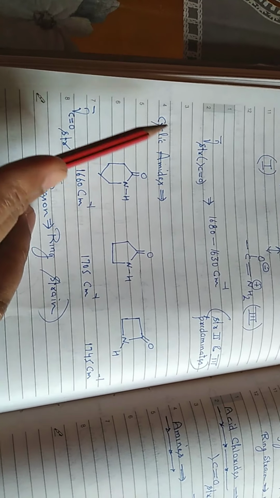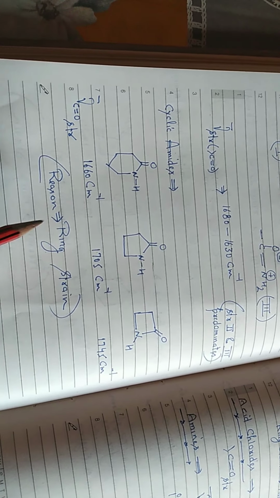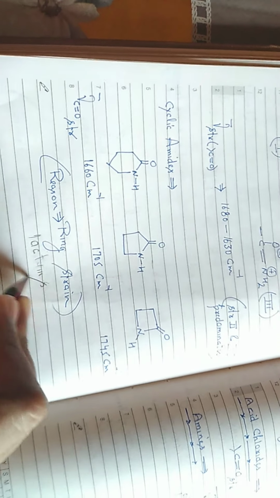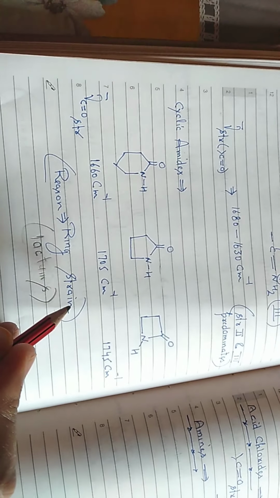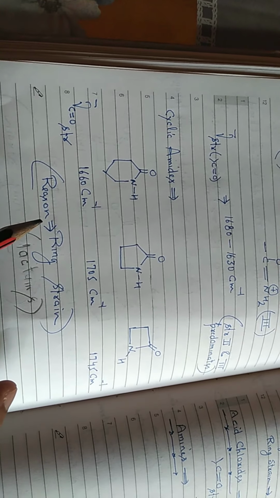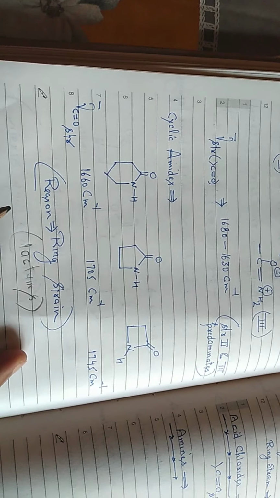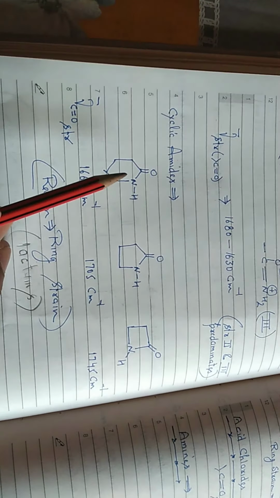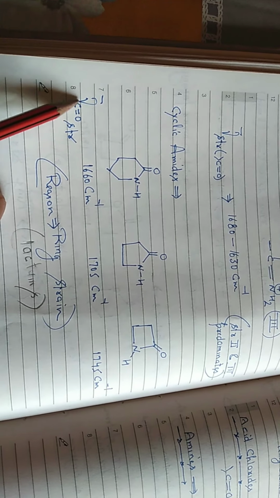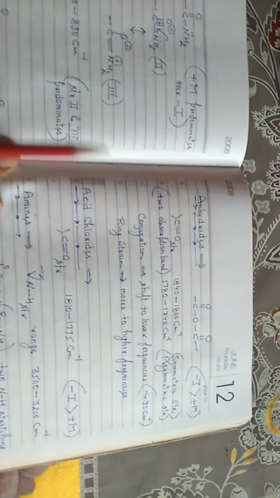Here we discuss cyclic amides. Cyclic amides are called lactams. Here we also see the same pattern as in cyclic ketones and cyclic esters. As the ring size decreases, the vibrational stretching frequency of the carbonyl group increases. The reason is the same. Now we come to anhydrides.